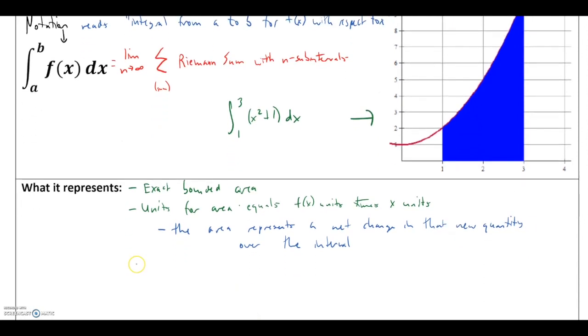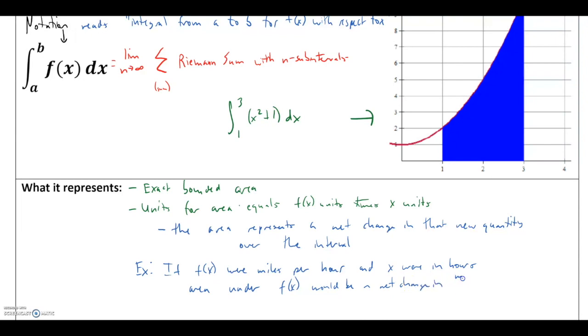So for example, if f of x were given in miles per hour, so represented a velocity graph, and x were given in hours, then the definite integral, or the area under f of x, would represent a net change in the f of x units miles per hour times the x units hours, which would leave you with a net change in miles, which is a pretty big concept overall for this idea of the integral.